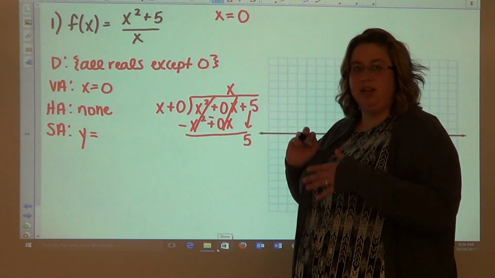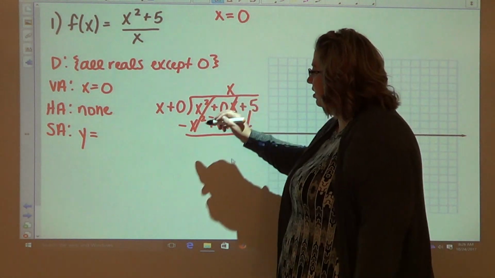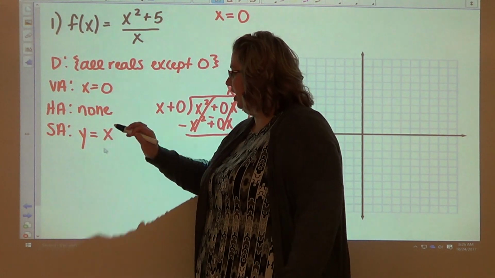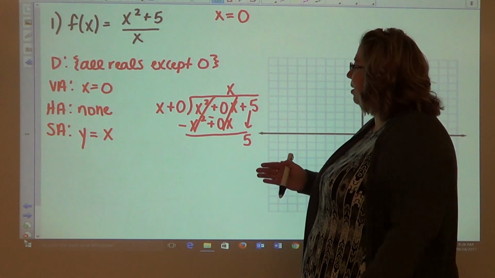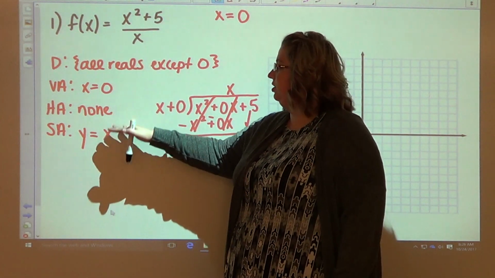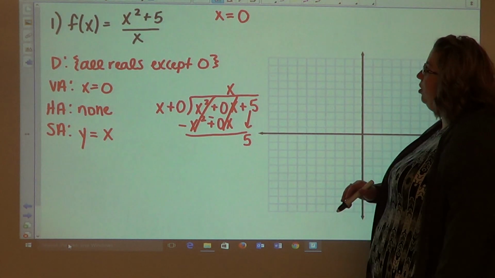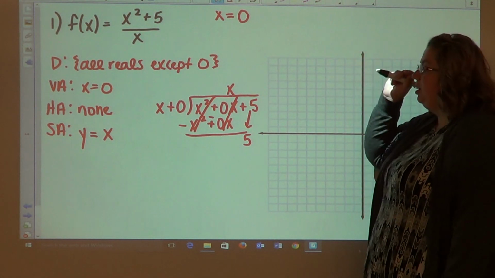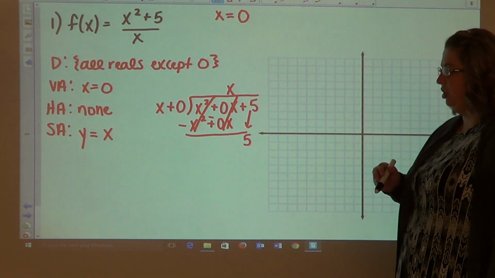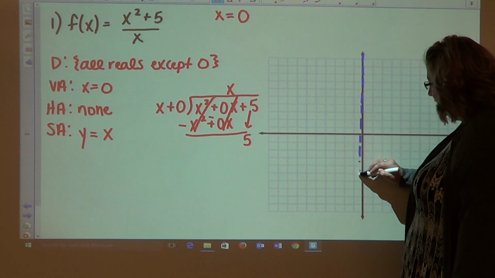Okay, on slant asymptotes, we do not care about the remainder. So this is my slant asymptote, y equals x. It just happens to be the same number, same thing on bottom. That's not always going to be the case, that's lucky on this one. So when I go to graph, I'm going to do my asymptotes as dashed lines again. So my vertical, x equals 0, I would have a dashed vertical line at 0.